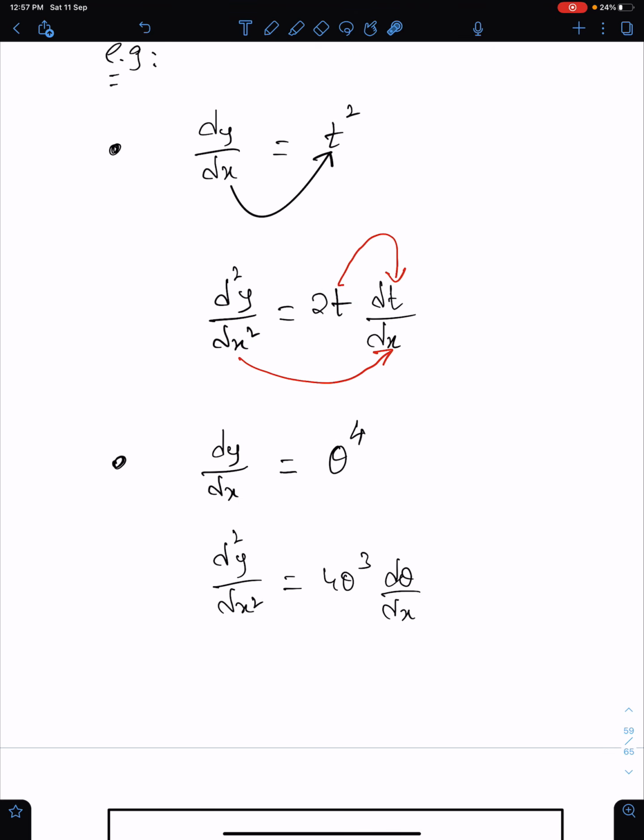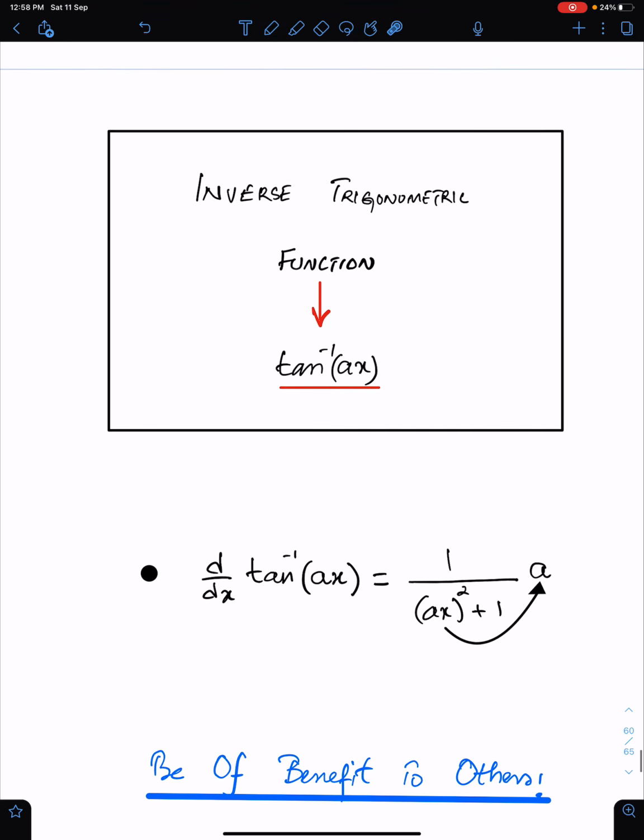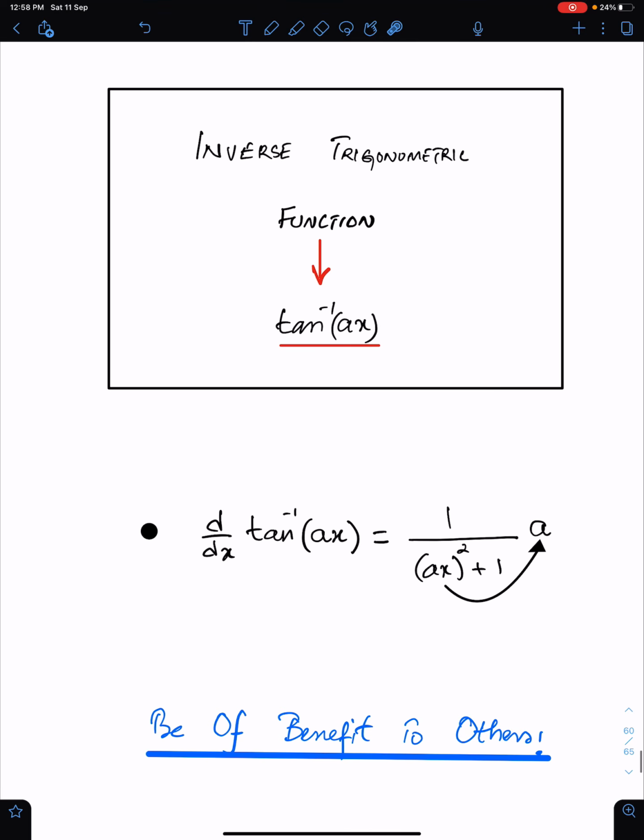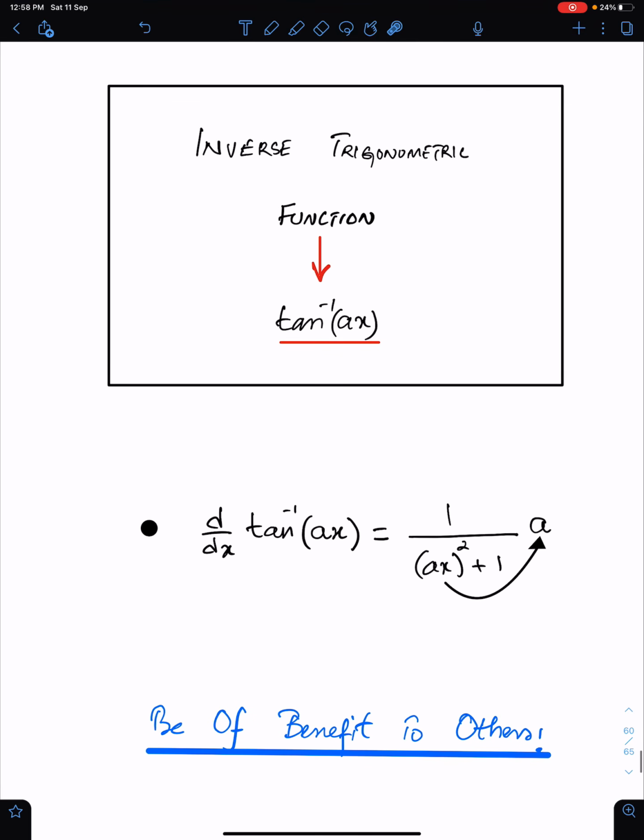What if you are differentiating theta power 4? Must multiply your answer with this, d theta over dx. This is the way to make the operator. Inverse trigonometric functions.